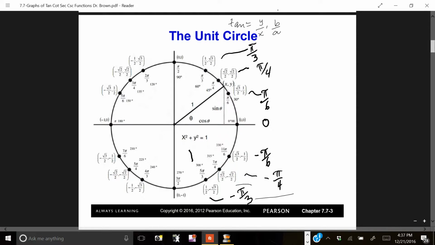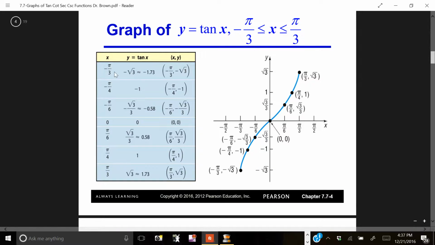We're going to start out at the angle of minus pi over 3, which is the same as 5 pi over 3. And the tangent of that would be the y value divided by the x value, which is minus the square root of 3 over 2 divided by 1/2, which is minus the square root of 3. So on the table here, at minus pi over 3, the tangent is minus the square root of 3. So the x and the y value would be as given here.